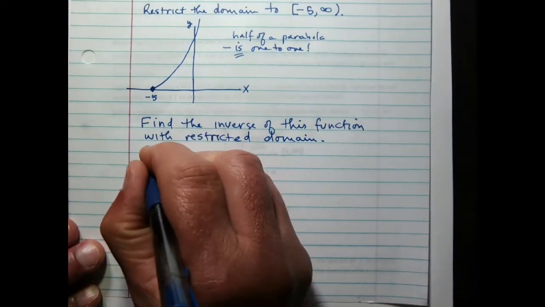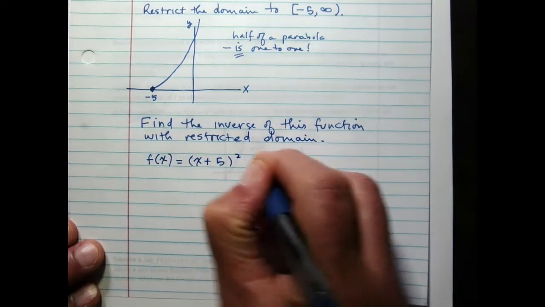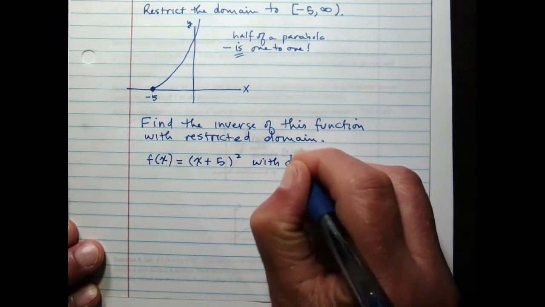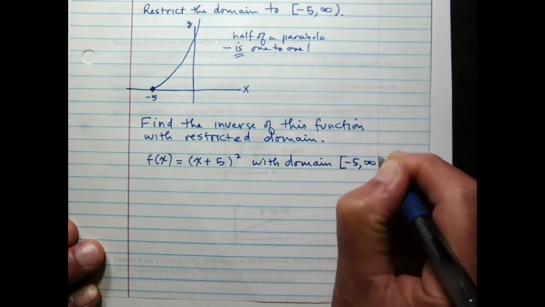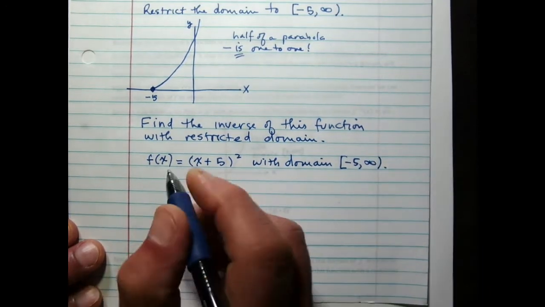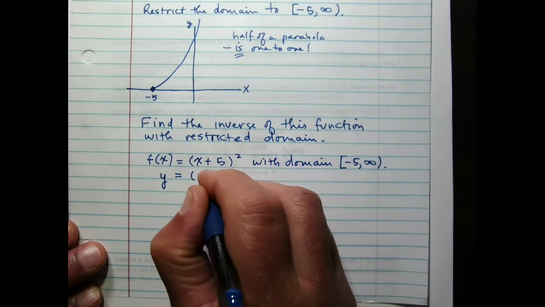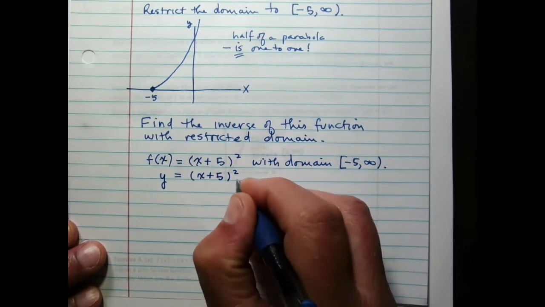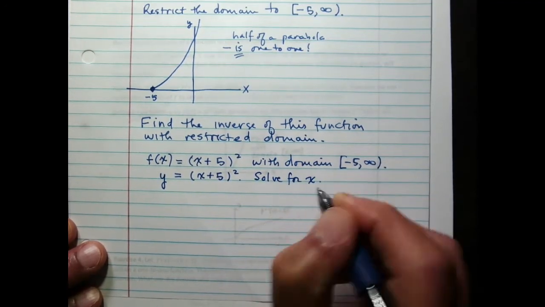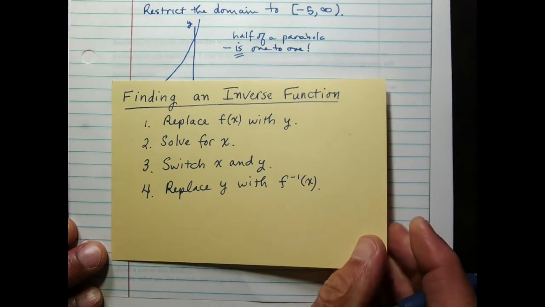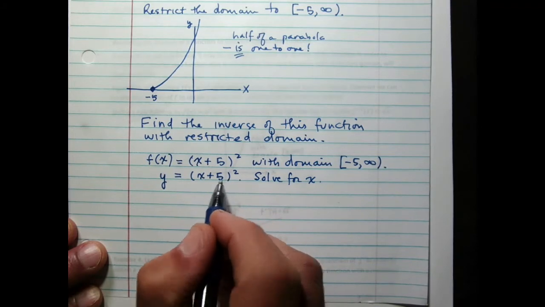Now, the formula is the same. That hasn't changed. But I'll say with domain restricted to -5 to infinity. So that means just half the parabola. The steps are the same, where we replace f of x with y. And we've got to solve for x. So I'm following my yellow card steps. But now, see, to solve for x here, I've got to take square roots.